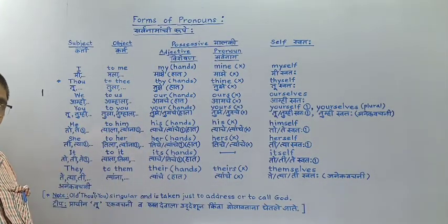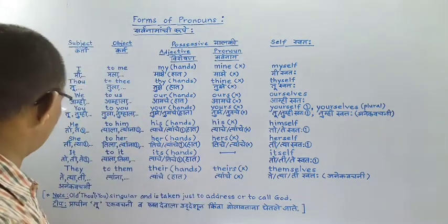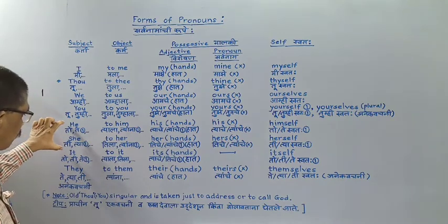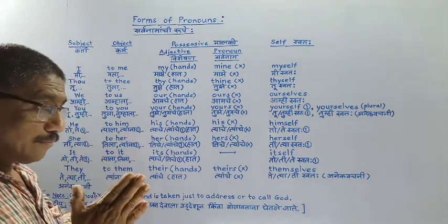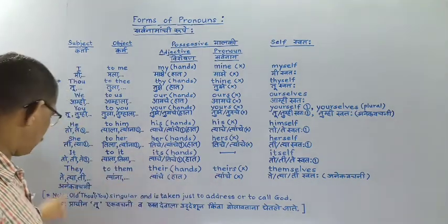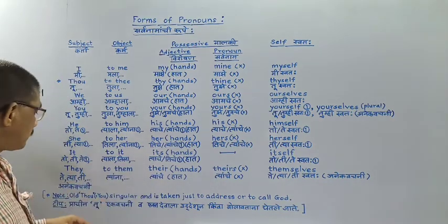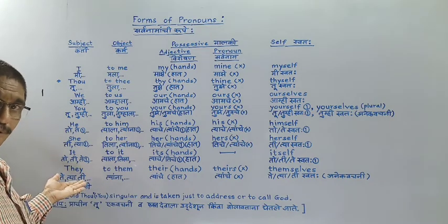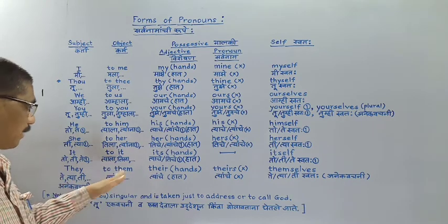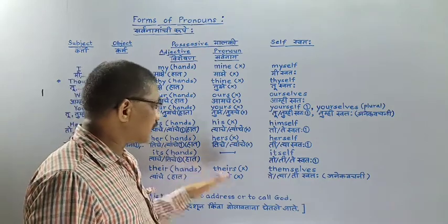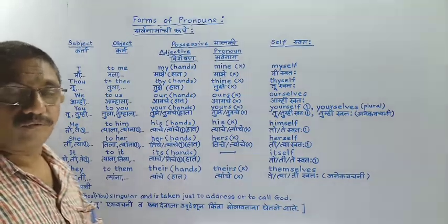Plural of third person. Plural of third person means he, she, it, and that is they. Here we have to concentrate. Maybe 5 boys, they. Maybe 4 girls, they. Maybe 4 trees, they. So this type of pronoun is used for all these things if it is plural. They to them, their hands, theirs, themselves. This way we saw all pronouns and their forms.